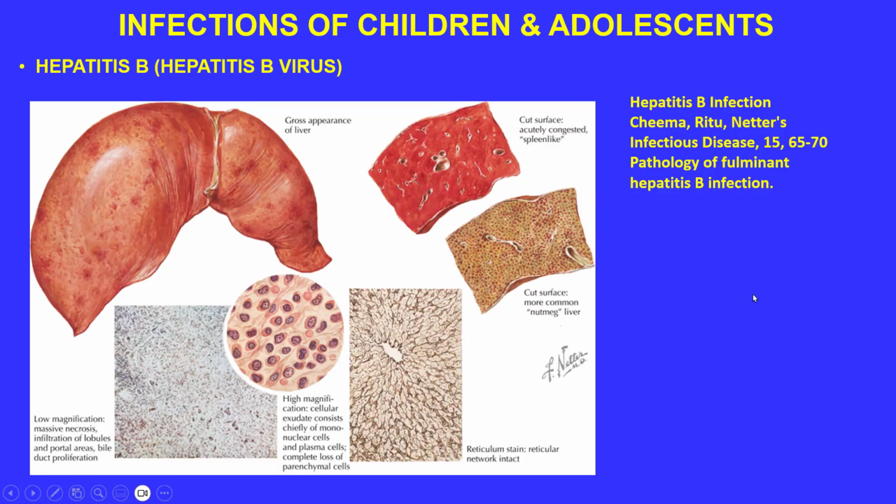And you can see this here. This is the pathology of fulminant hepatitis B infection. You have your gross appearance of the liver. You see this. You're starting to see massive necrosis, infiltration of the lobules and portal areas, and the bile duct proliferation. Okay? Now, at high magnification, the cellular exudate consists chiefly of mononuclear cells and plasma cells. You've lost a complete loss of parenchymal cells.